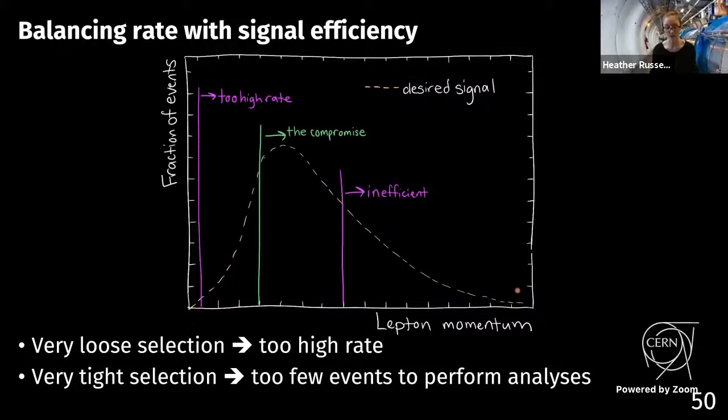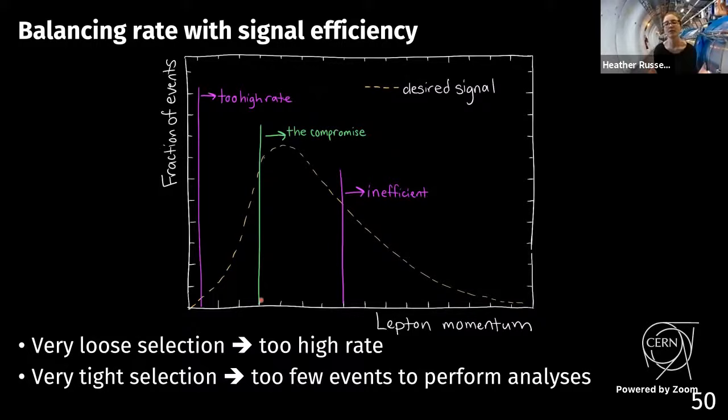In the ideal case, you'd have some selection down here where you keep all of the signal. You get events where the momentum of your muons is here and here and here and here, and we save them all. But that's too high. We can't do that. Maybe from a rate perspective, you want to keep the rates really low so we don't overwhelm the system, so you put the cut here. But then you're only getting a small fraction of events, and that's pretty inefficient. You're never going to find something, or you're not going to be able to measure it, if you can't save the events you want. So usually what we end up with is something in the middle, some compromise between the rate and the actual signal efficiency.